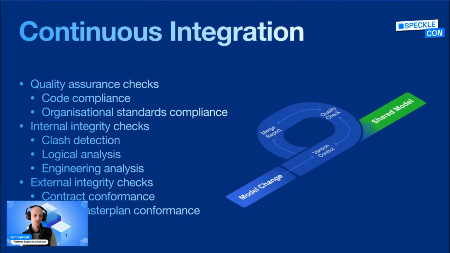It might be external integrity checks. Have we achieved the net internal area we said to the client we would? Have we achieved other contract performance KPIs? And it might be other things, city conformance. Have we remained within the building envelope set by the city planning authority?